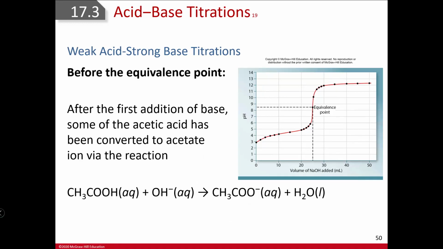All right, so what happens if we add some base to this acetic acid? Well, that's what this is showing. The base is going to react with the hydrogen ion and form water, and it's going to leave us the acetate ion. Now, before the equivalence point, there's always going to be acid that can be converted, and so that's why the pH slowly creeps up, but it's not drastically changing as long as we have some acetic acid present.